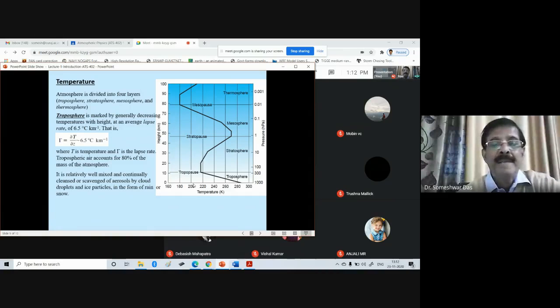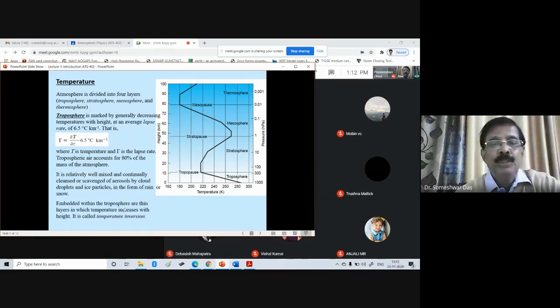So it's a very well mixed troposphere, and also it is cleansed regularly because of the rainfall. As the rainfall occurs, as the precipitation occurs, it cleans the atmosphere. So it scavenges the aerosols out of the troposphere.